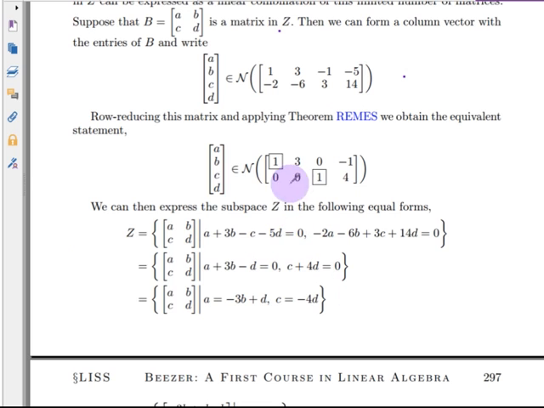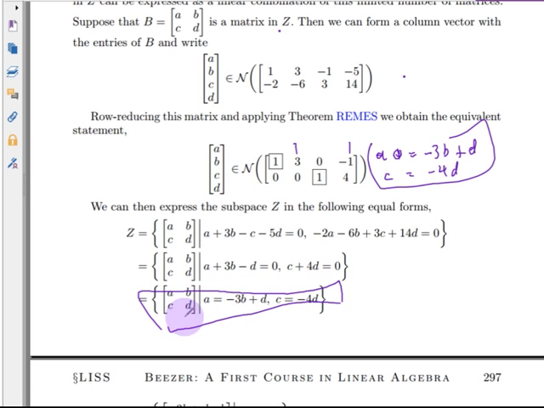All right, and then we have our 2 free variables and our 2 pivot variables. And see what this gives us here. I can take terms to the other side: a is equal to minus 3b plus d. That's what I get from this first equation. From the second one, I get c is equal to minus 4d. So I can characterize the null space by these 2 equations. That's how I can write the space Z: the set of matrices such that a is minus 3b plus d, and c is equal to minus 4d.